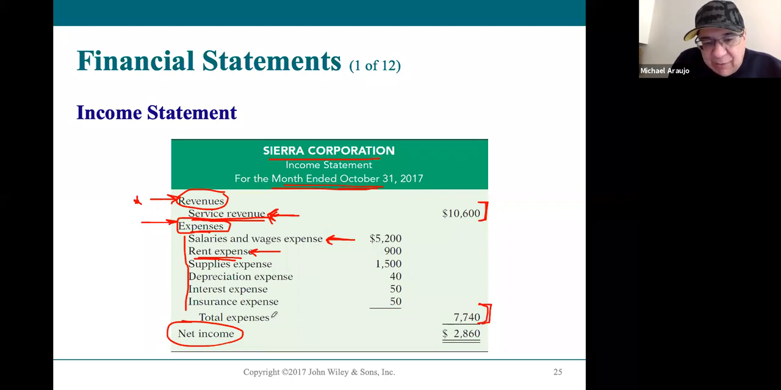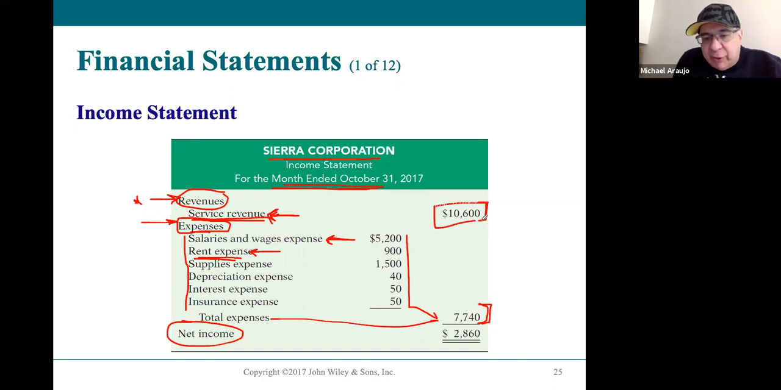Notice that here we have the total expenses of $7,740 and a total amount of revenue of $10,600. Now the 7,740 number is these 6 expenses added together. Well, if you took in $10,600 from customers in revenue, and it only cost you $7,740 to run your business in October, the difference is your profit.